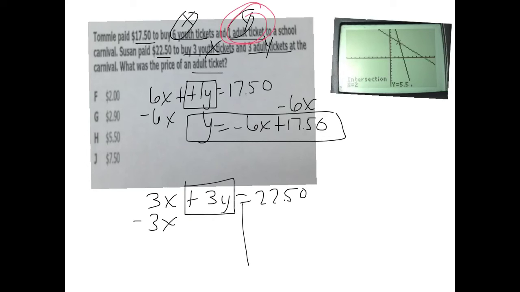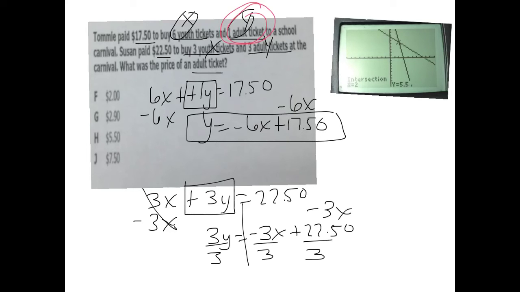Minus 3x to both sides, those cancel. 3y equals, move the negative 3x first, positive 2250 second, divide everything by 3, and we get y equals negative 3 divided by positive 3 is negative 1x. I'm going to go to the calculator on this. 2250 divided by 3. Since it's a money problem, I'm going to go ahead and leave it as a decimal, 7.5.